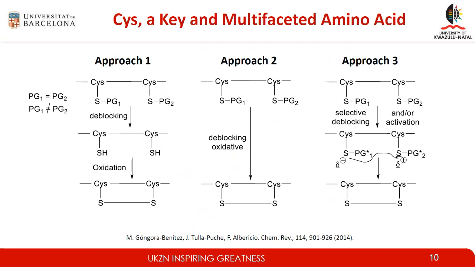And the third approach, and it's for us the best one, I will show some examples today. We have 2 different protecting groups. In one case, we selectively remove one of them. In the other one, maybe you have to activate it, or maybe it's already activated. Today we'll see an example that is already activated, and then there is a nucleophilic attack of the sulfur minus on the activated sulfur plus to form the disulfide bridge.